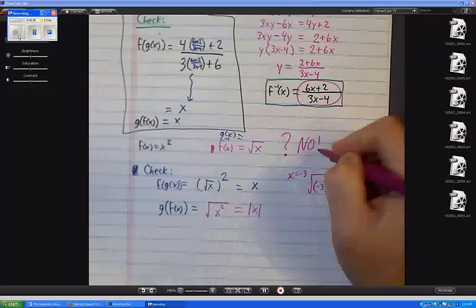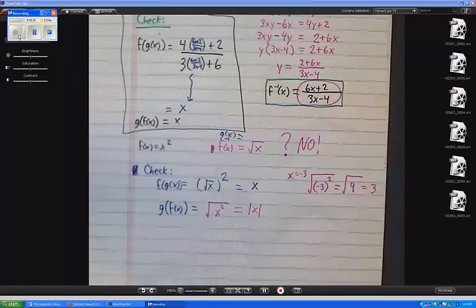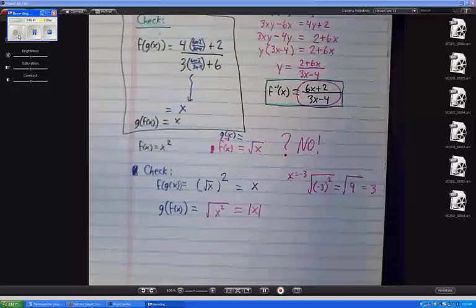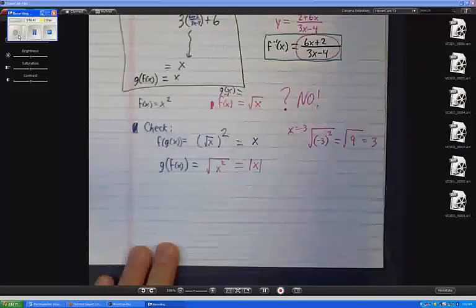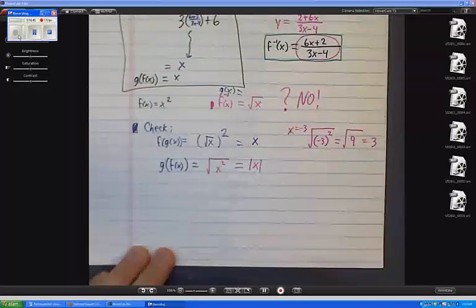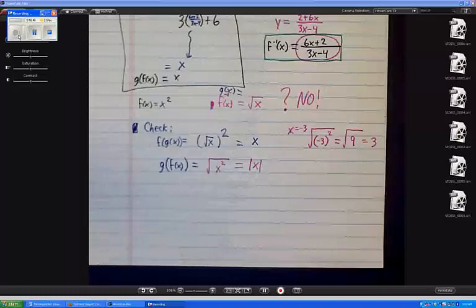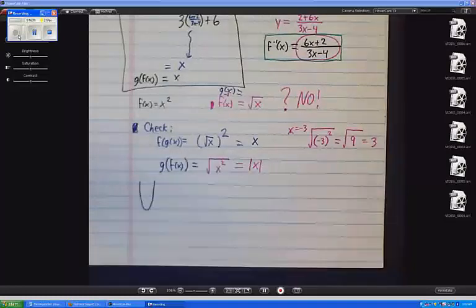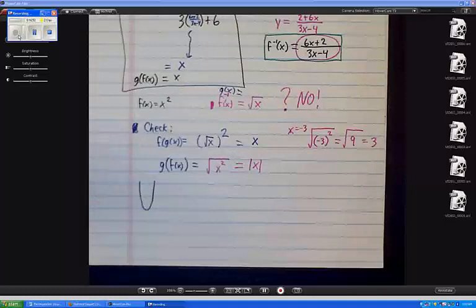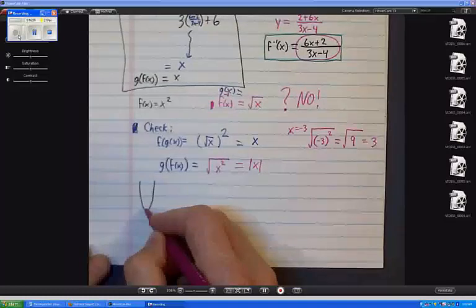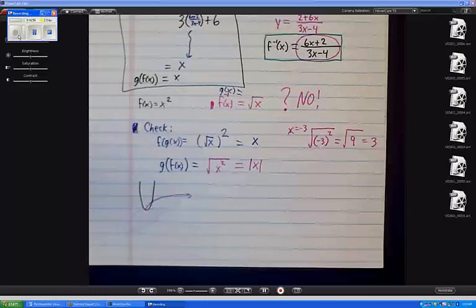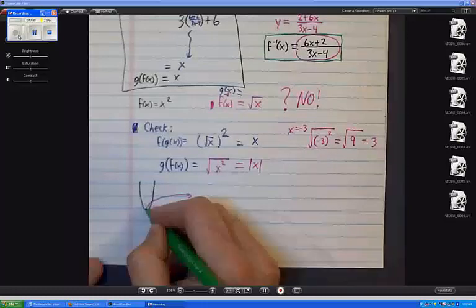Because if you took x squared and flipped it across the line y equals x, not only would you have this piece, but you would also have this piece. But that'd be bad because the pink and green is not a function. Are you with me?